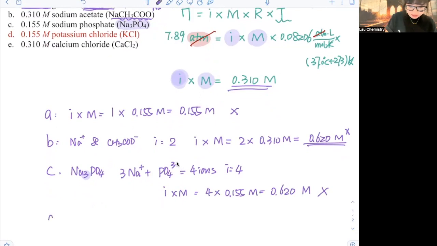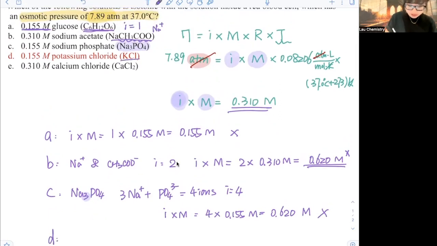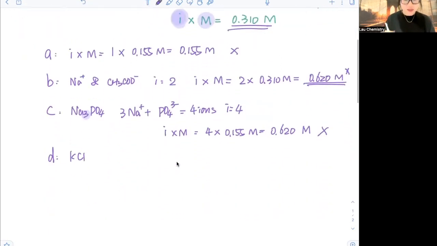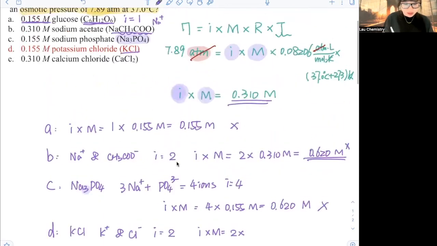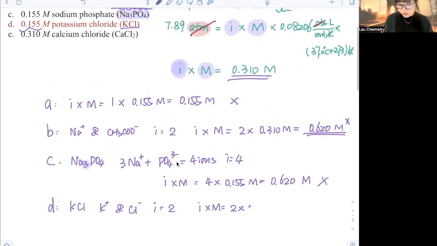Okay, so let's look at D. D will have KCl. That's also another soluble salt, dissociating into potassium ion and chloride ion, 1 of each, because the subscripts are just 1 and 1, right? So the Van't Hoff factor will be 2. So i times m equals 2 times, what's this concentration? 0.155, giving us 0.310. That's exactly what we're looking for. So that's our choice.